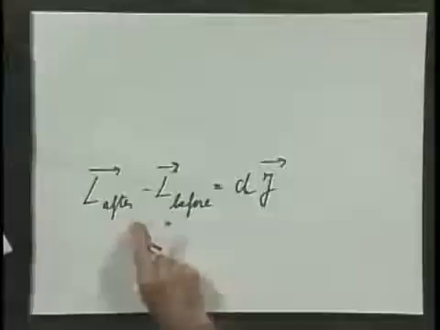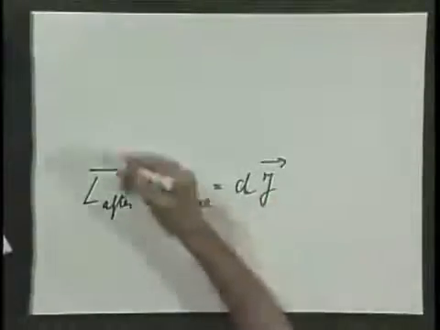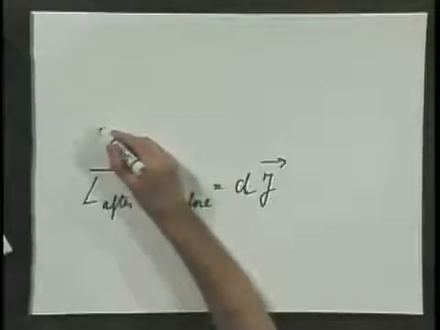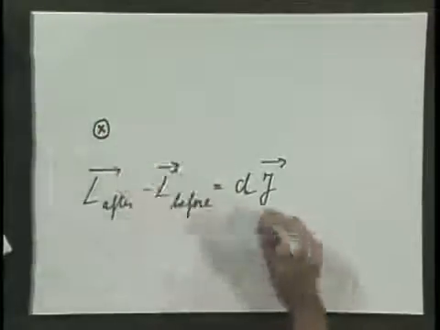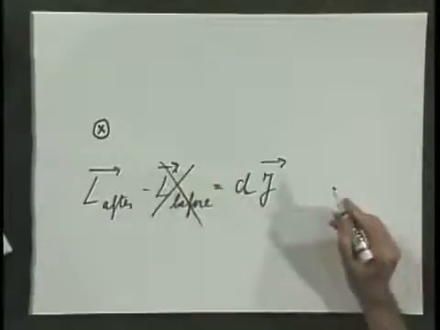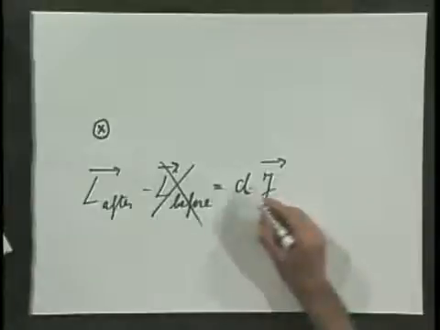I watched this portion of the tape and I noticed a little bit of sloppy notation. Sorry for that. L after minus L before equals dJ, a vector notation. If d is positive, then the direction of the angular momentum after is into the paper. This one is 0, there is no angular momentum before about point O, and so this equals dJ.